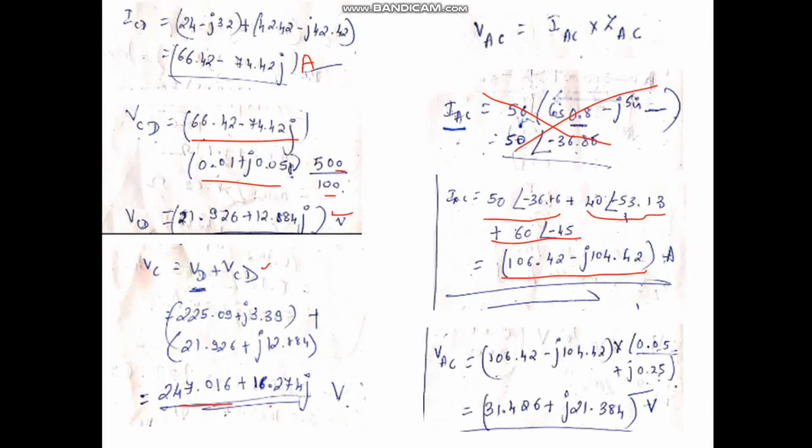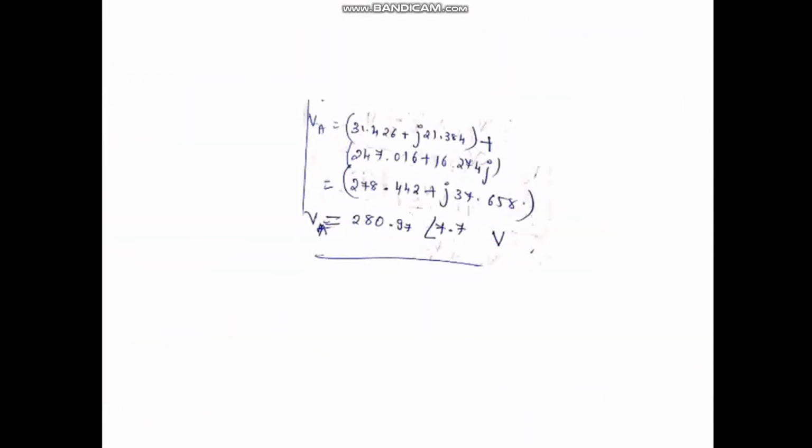So my left out thing is VAC, which is IAC into ZAC. Now how did I get ZAC? It is 0.01 plus j0.05 into 500 by 100. I get ZAC, and it is this. Last part, to calculate VA, what I did: VC plus VAC. So my final answer is 280.97.